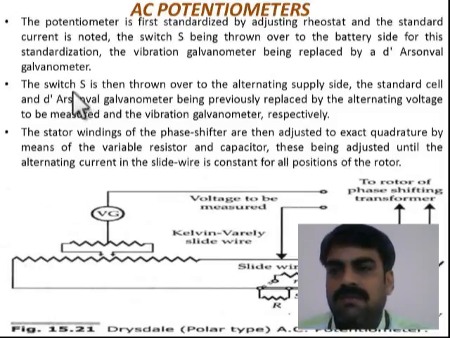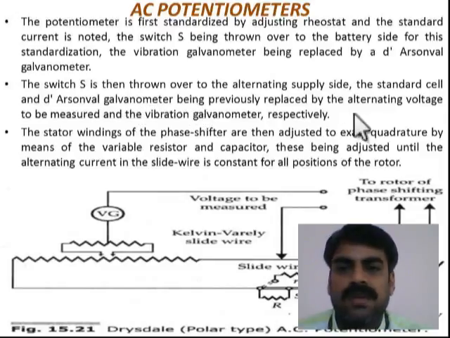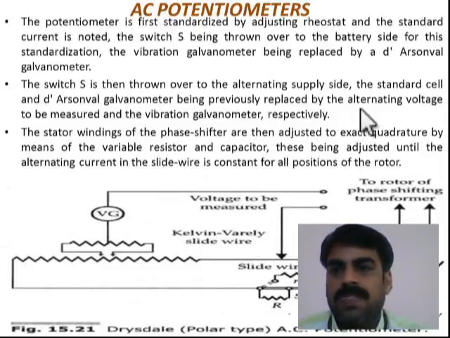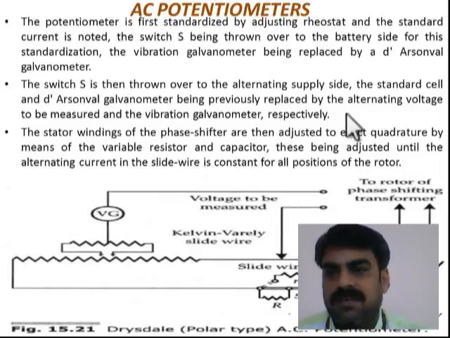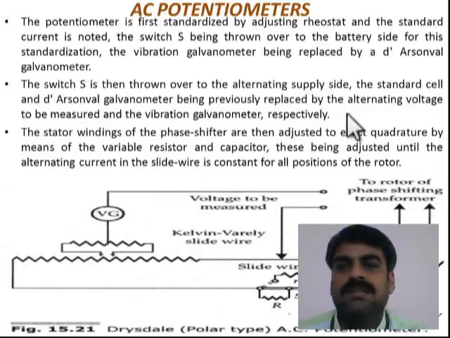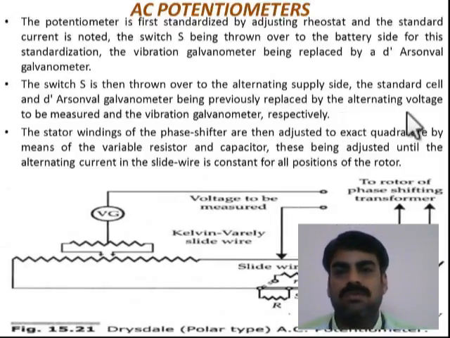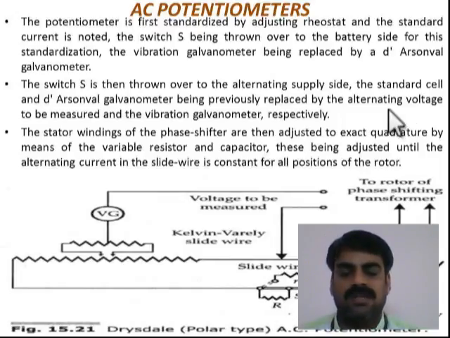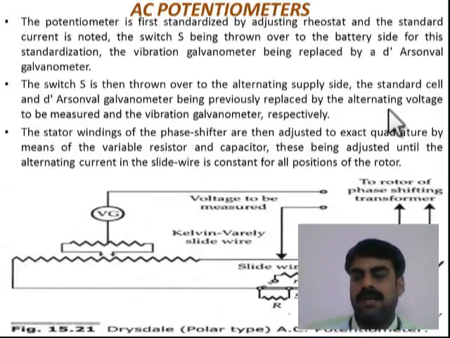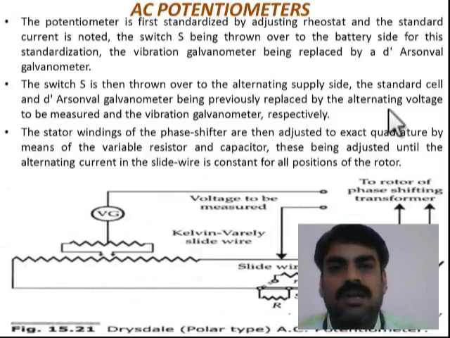And at the end of the standardization, we will throw the switch S to the alternating supply side, that's the AC side, and the standard cell and the d'Arsonval galvanometer are replaced by the AC source and vibrational galvanometer respectively. Now the stator windings of the phase shifter are adjusted to exact quadrature by means of a variable resistor and capacitor, this being adjusted until the alternating current in the slide wire is constant for all positions of the rotor.